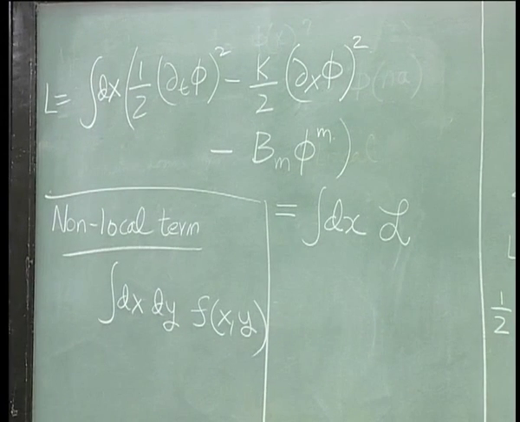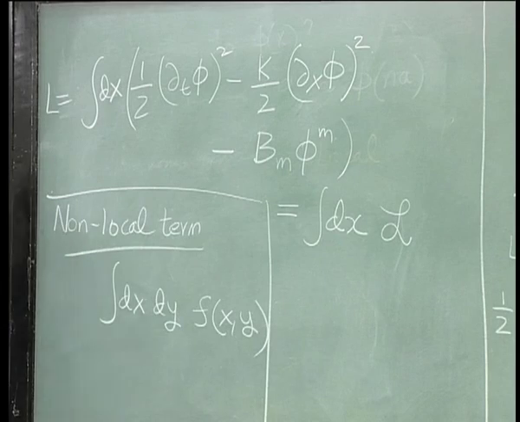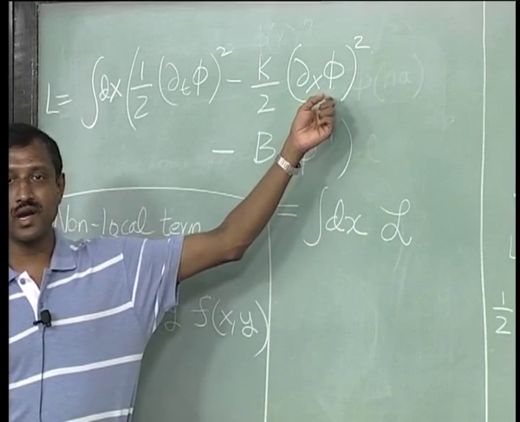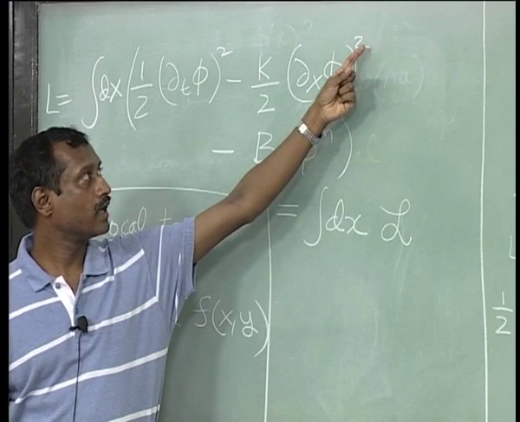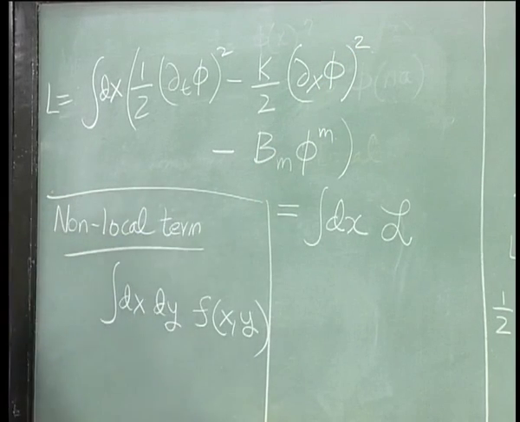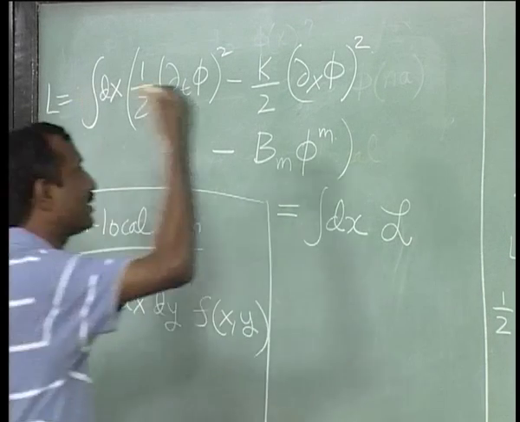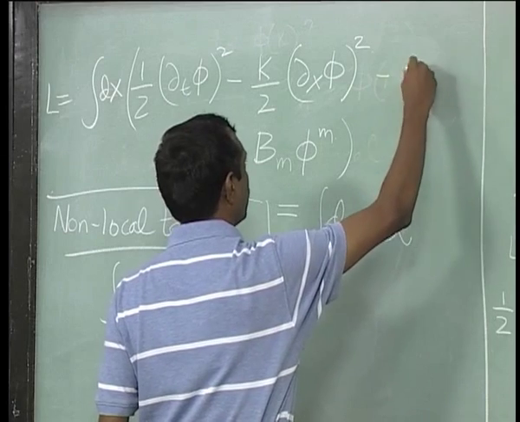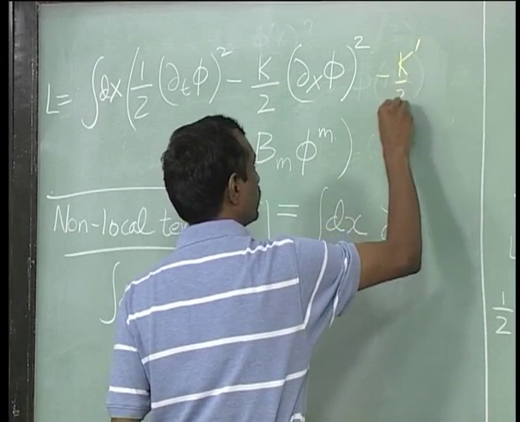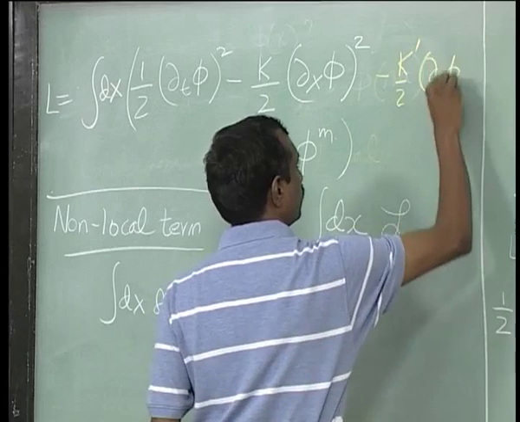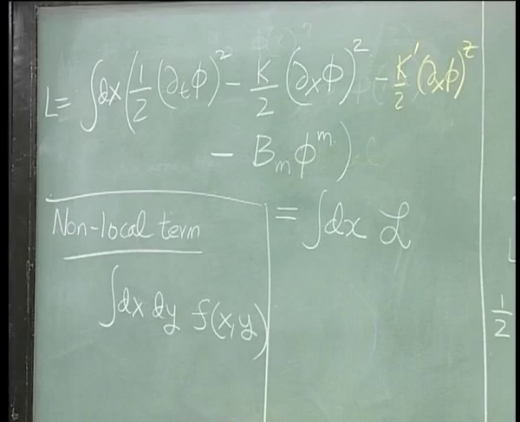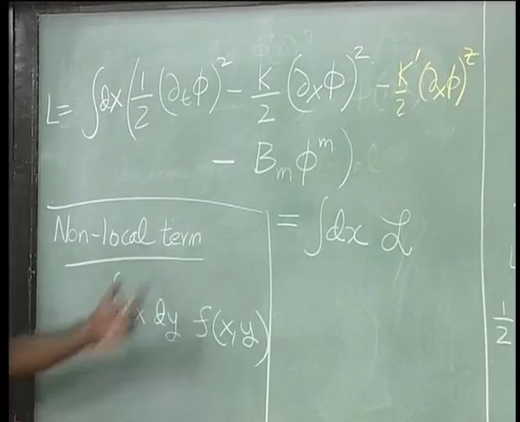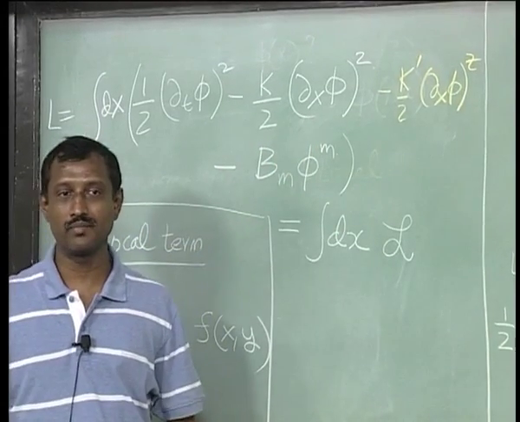In fact, there are more general local terms that you could write. I could write higher powers of phi, and there are models where people do look at such terms. So, I will write something like that, let us just call it k prime over 2 over some power, let us call it z, where when z is equal to 2 it is this, but z can be greater than 2, anything higher powers.